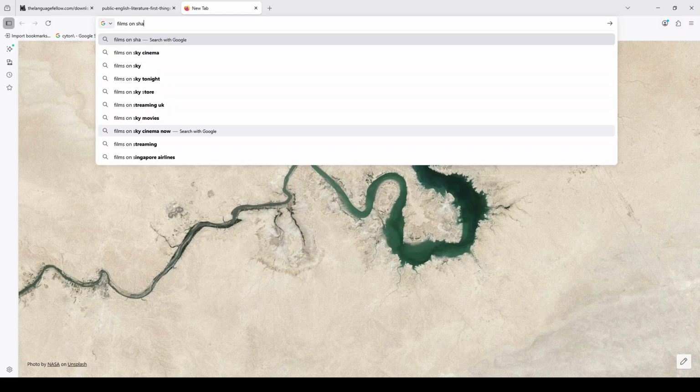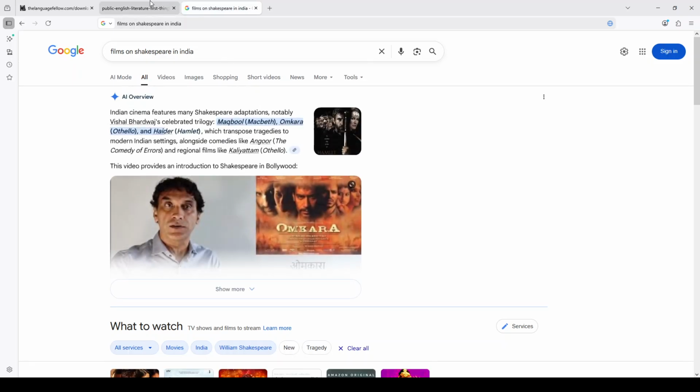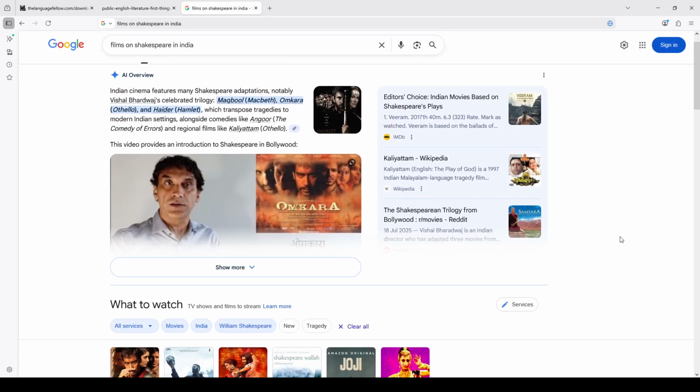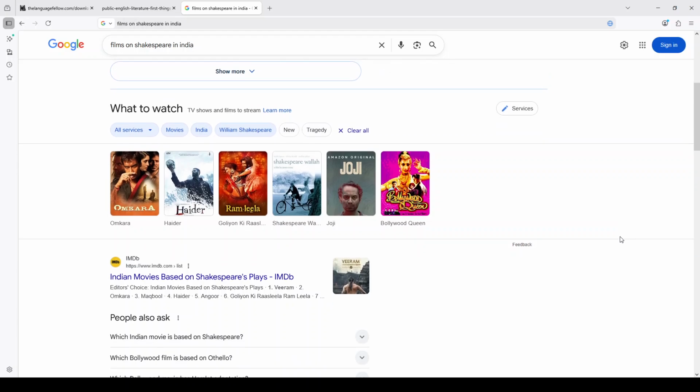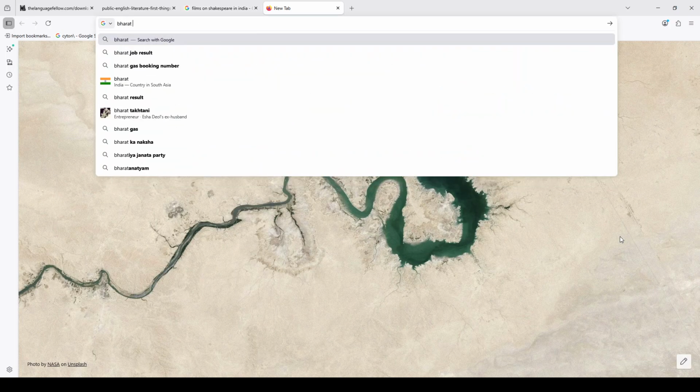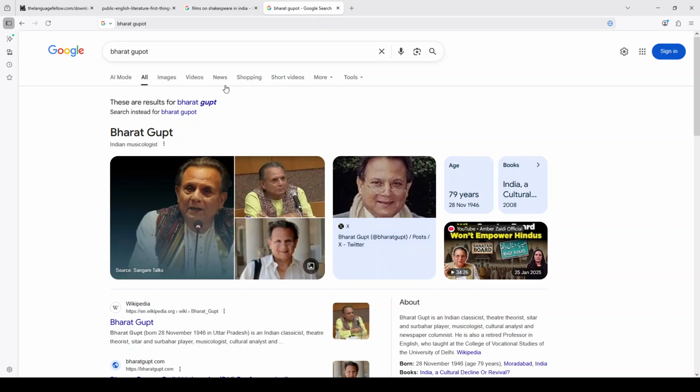But films on Shakespeare in India. So, because I'm talking about research and journals and so on, I'm giving you these things. That's one. Bharat Gupt, that's another.